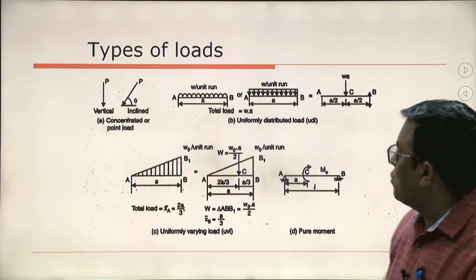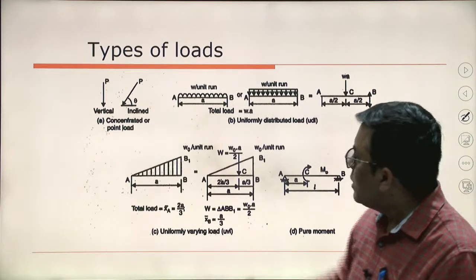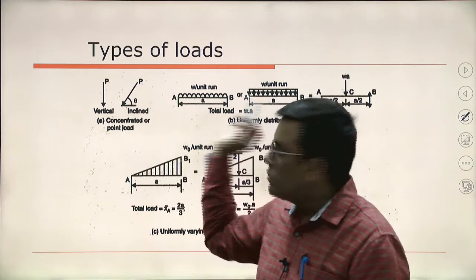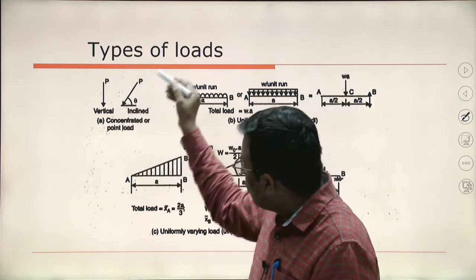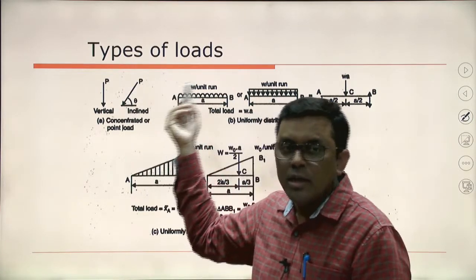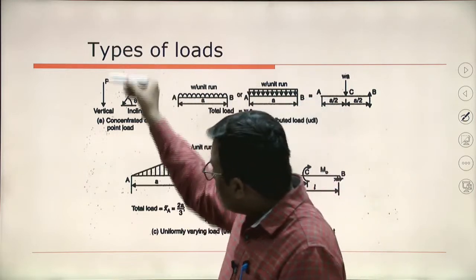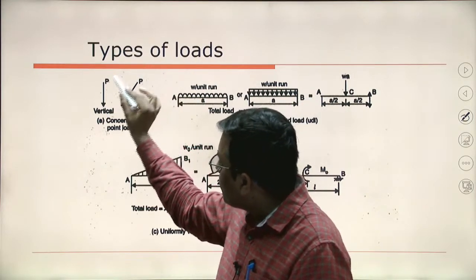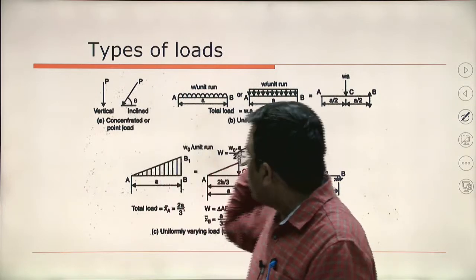So in types of load, now you can see with the diagram. This is the point load. It can be a vertical load, it can be an inclined load. In a beam, our concern is with the vertical loading, and it will be represented by an arrow, a downward arrow, definitely.